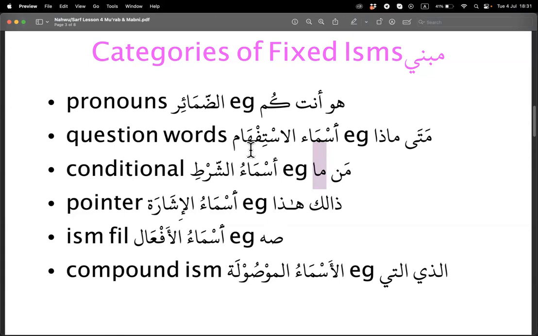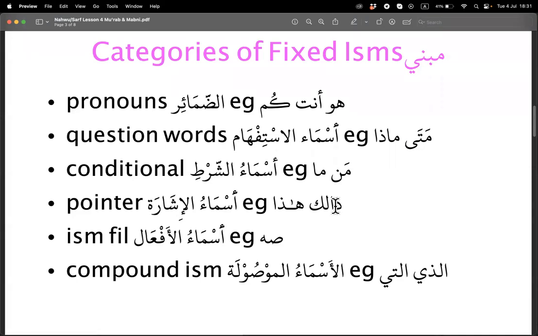Pointer words, we talked about pointers just now. Hada, dhalika. These are going to be mabni. You will never see hazu, for example. You don't see that. You don't see zulika. You don't see that. So these are mabni.